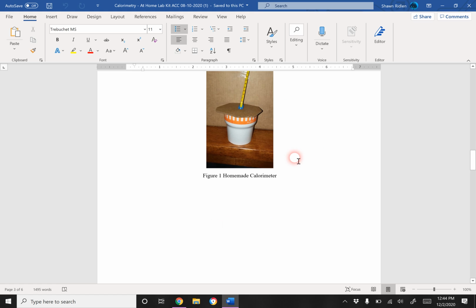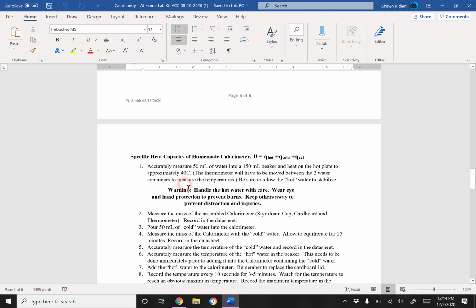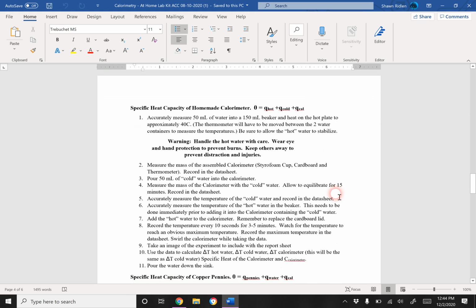Now that we have our calorimeter constructed, we need to first measure the heat capacity of our calorimeter. How will we do that? The first thing you want to do is measure 50 ml of water into a 150 ml beaker. You then want to heat this water to approximately 40 degrees C. Notice it says approximately because we're going to be measuring the temperature of the water, and all we need to know is the exact temperature it is before we add it to the calorimeter. So just around 40 degrees C. It doesn't have to be exact, but just make sure you know exactly what temperature it is before we add it to the calorimeter. The next thing, you want to measure the mass of the calorimeter.